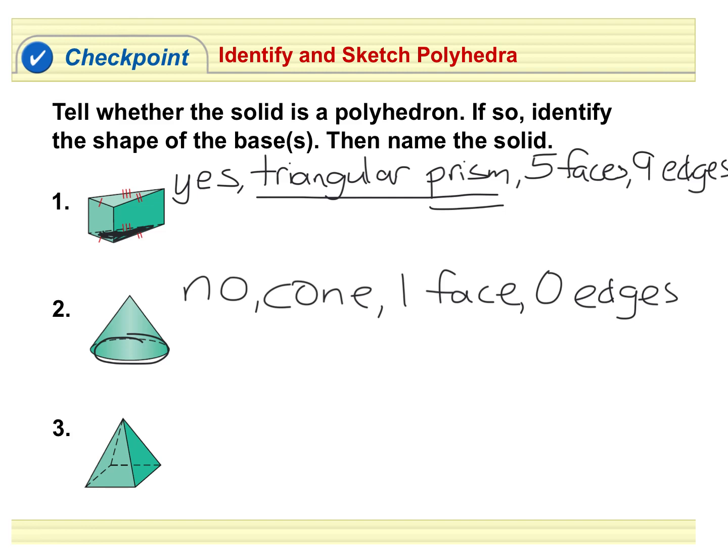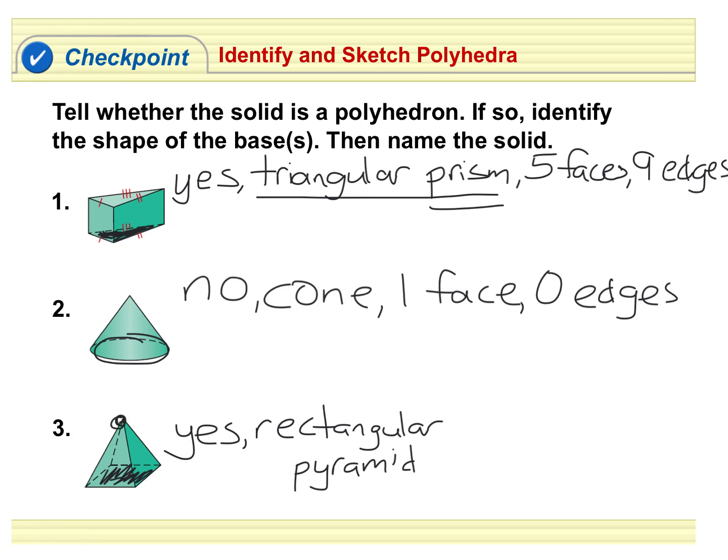Okay, number 3. Polyhedron, yes or no? Yes. Why yes? It has faces, it has edges, and it's made up of shapes, polygons. Good. Okay, what about the name? What do we look for when we look for the name? The base. What's it sitting on? Okay, I want us to get in the habit of saying rectangular prism. Or if you put quadrilateral, that's fine. However, is it a prism? No. What is it? Pyramid. Why is it a pyramid?